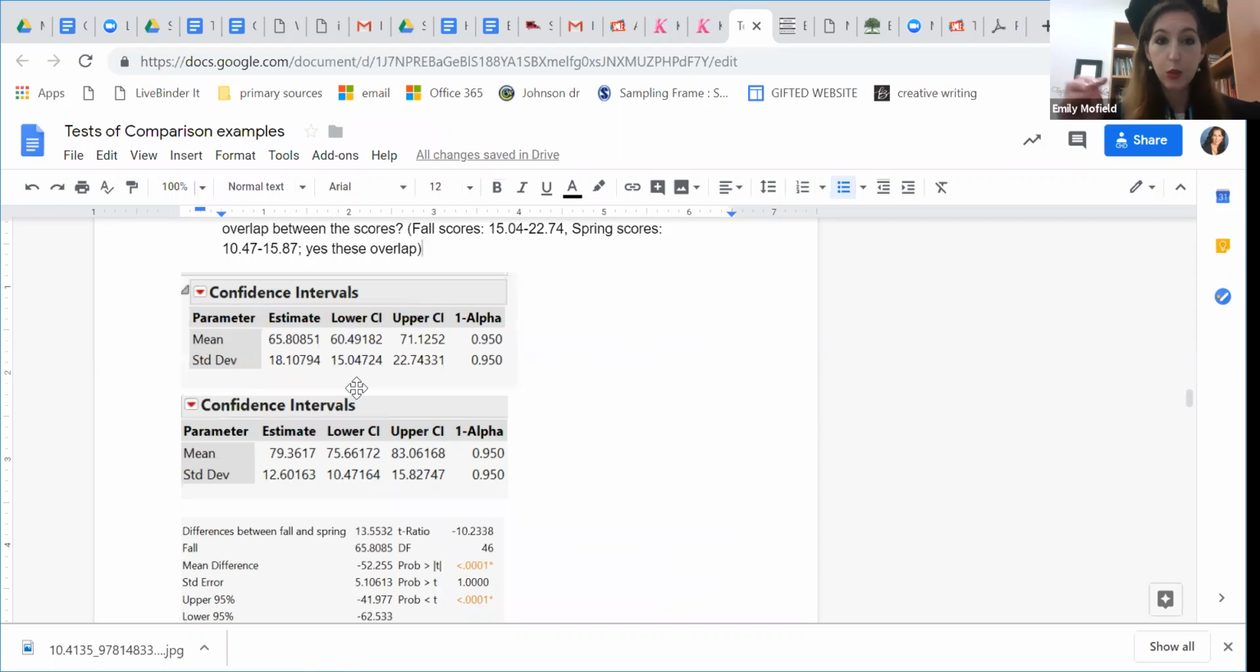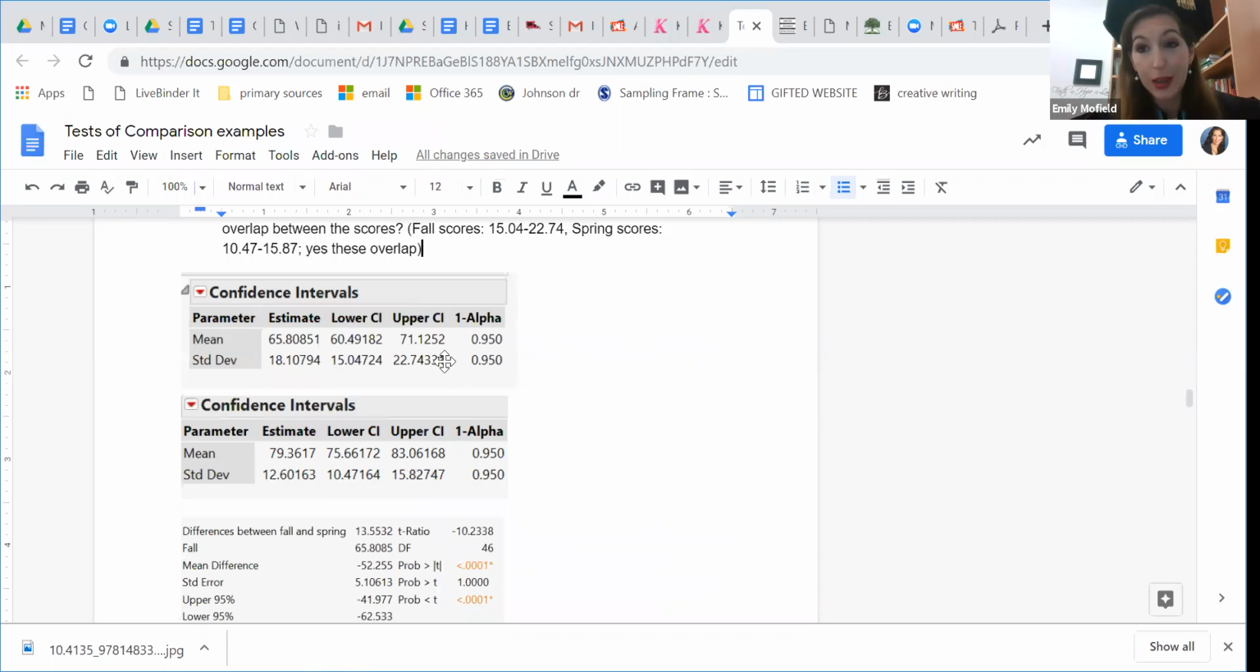So I'm looking at between 15 and 22. Now, does 10 and 15 fall within the range? Okay, does 10.47 and 15.82 fall between the range of 15.04 and 22.74? You see?